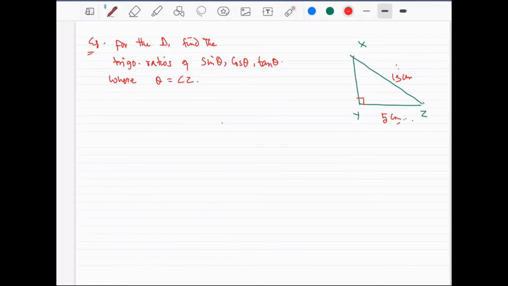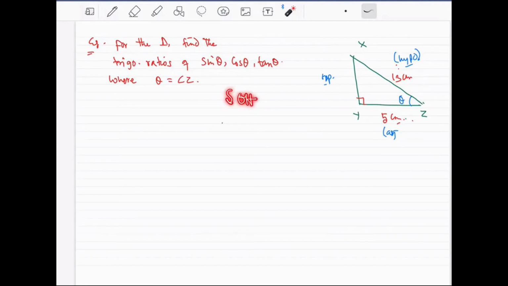So angle Z is angle theta. Now find out which one is the opposite, adjacent, and hypotenuse. Hypotenuse is fixed. It's still the longest side, so this is the hypotenuse. If this is angle theta, what is the opposite? XY is the opposite, since it is opposite to angle Z. YZ is the adjacent, the one next to angle theta.